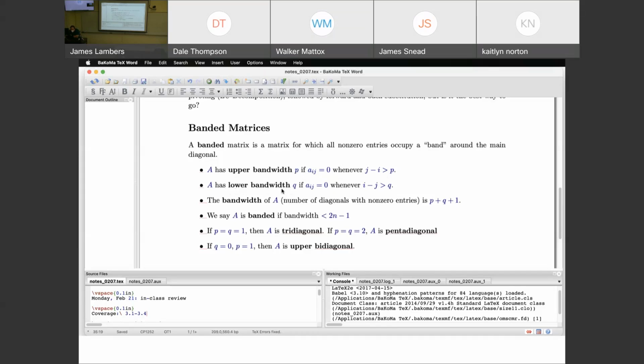And then similarly, we have lower bandwidth q. a_ij is 0 if i minus j is greater than q. So the row index is too large relative to the column index. Again, intuitively, any non-zero entries below the diagonal fit within the first q subdiagonals. Everything below that has to be 0.